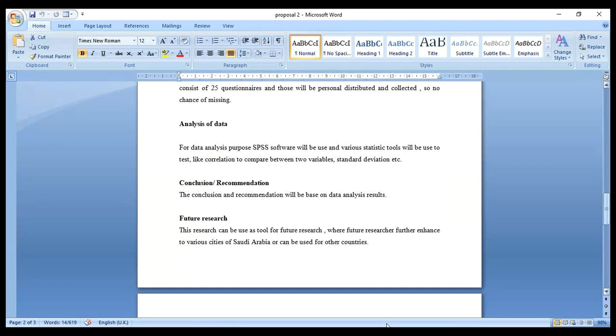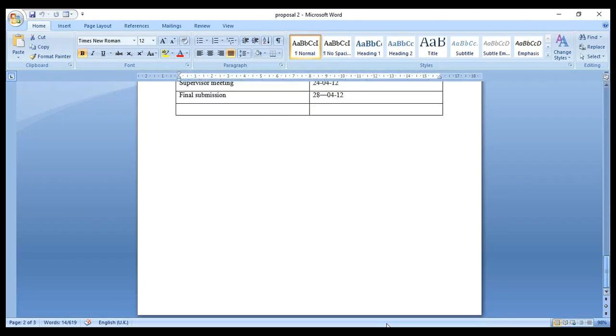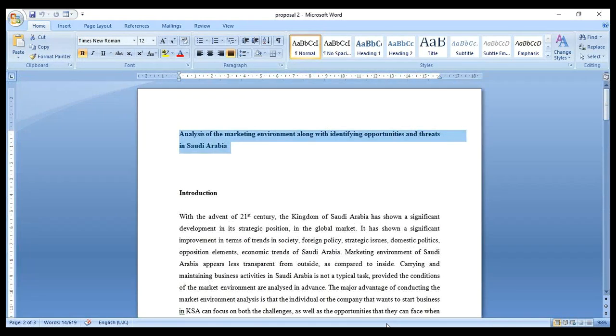They mention the sample size, analysis of data, how they will do. They conclude with future research, and they give a little bit of time. So that's the way we have to do a bit on our own. Then I can give you a few more research proposals.